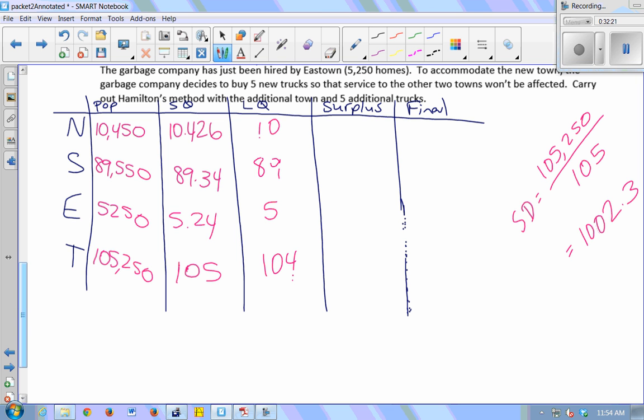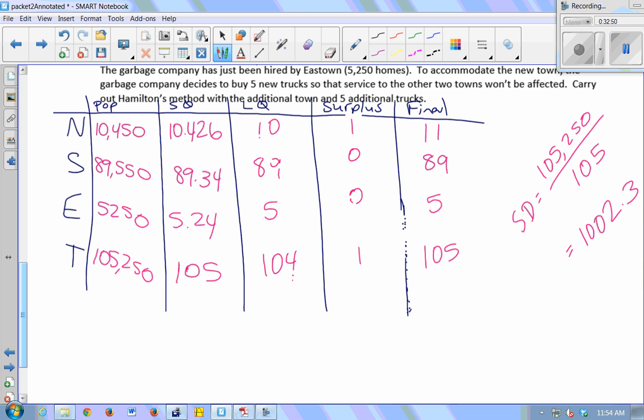Which town should I send it to? North Town. They have the largest decimal piece, so that's going to be 11, 89, 5. Oops, this is my surplus column: 1, 0, 0. And then my final is going to be 11, 89, 5 for 105.